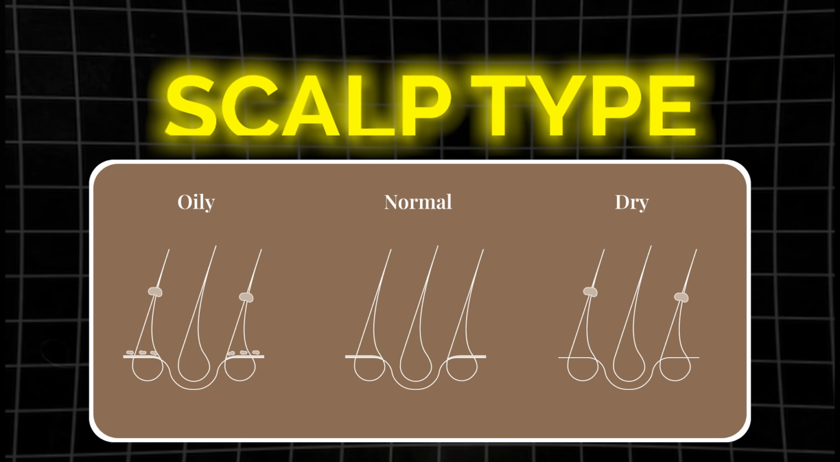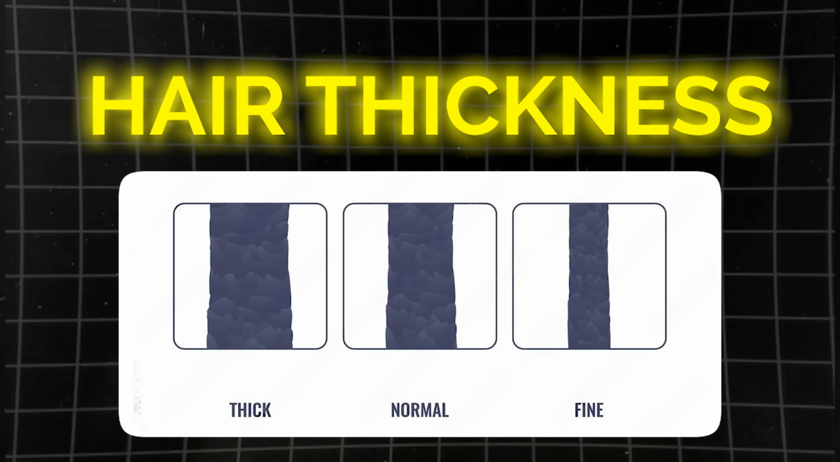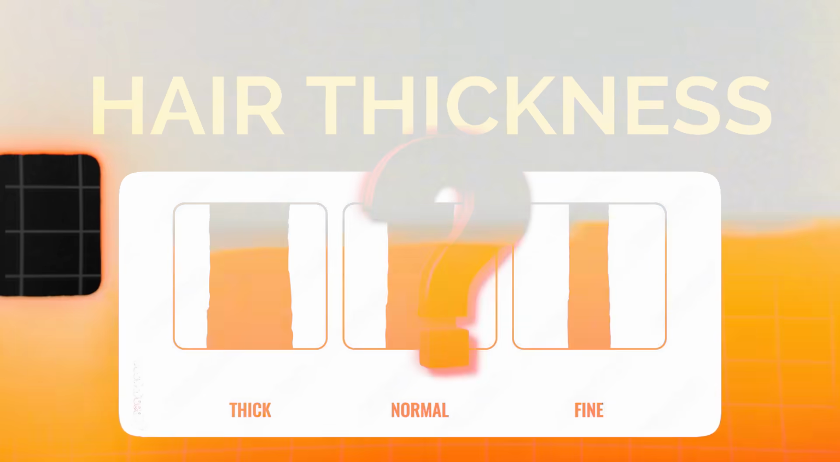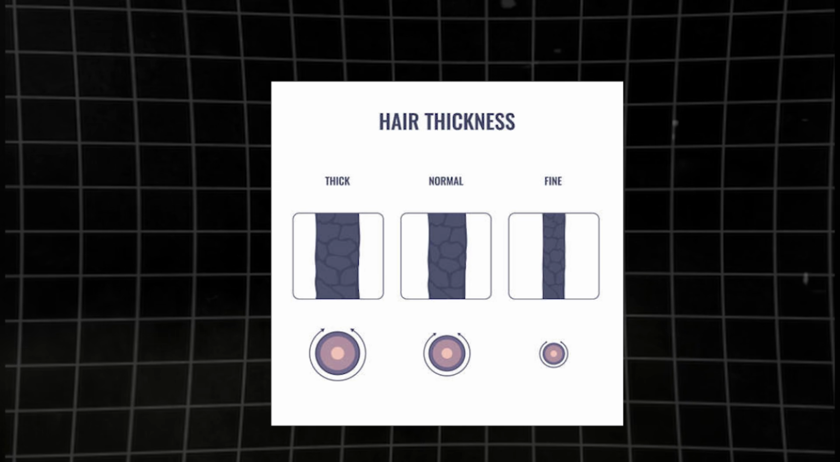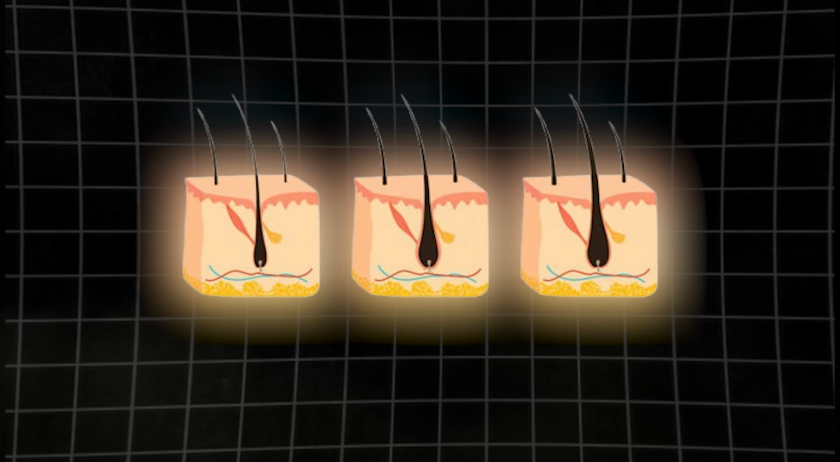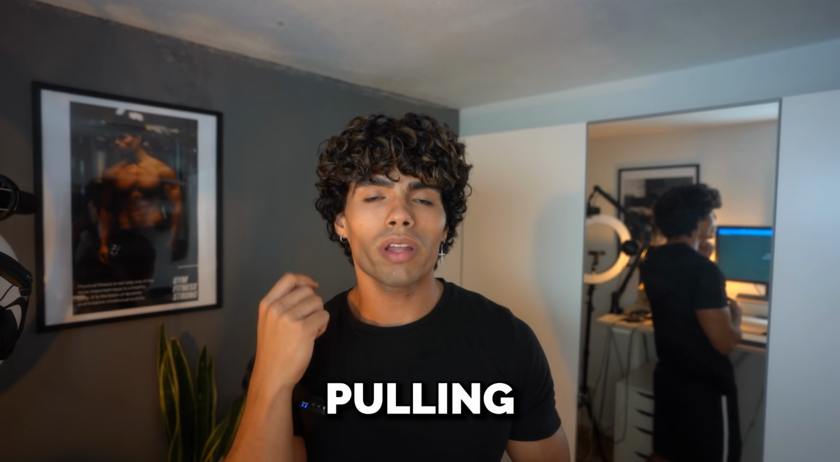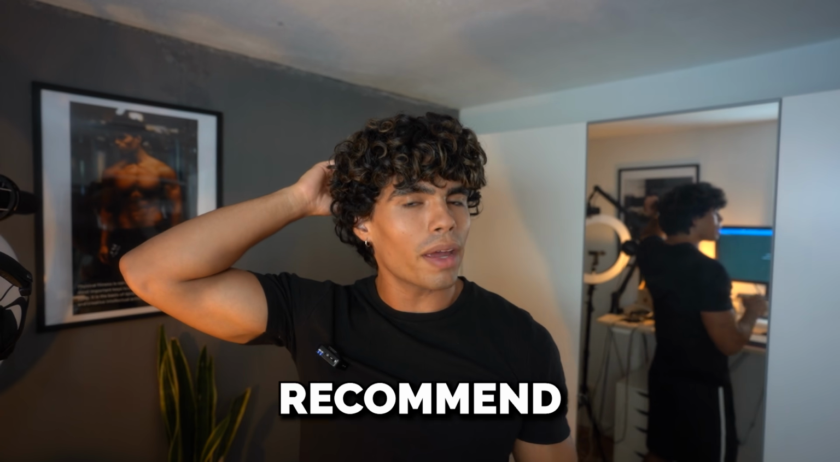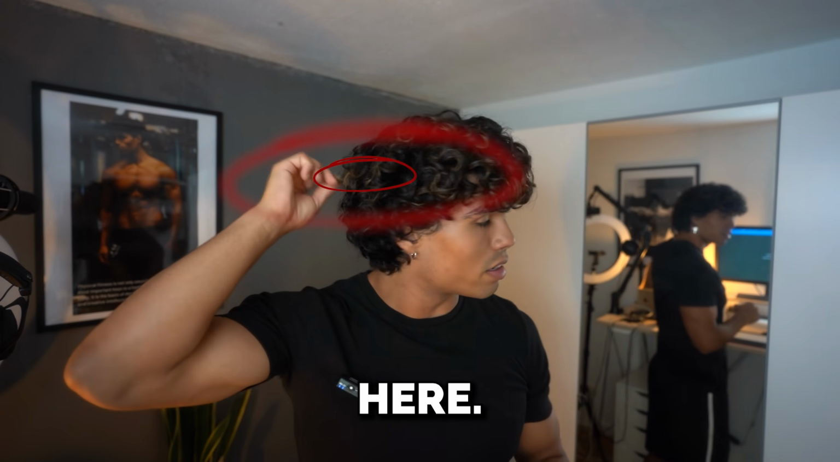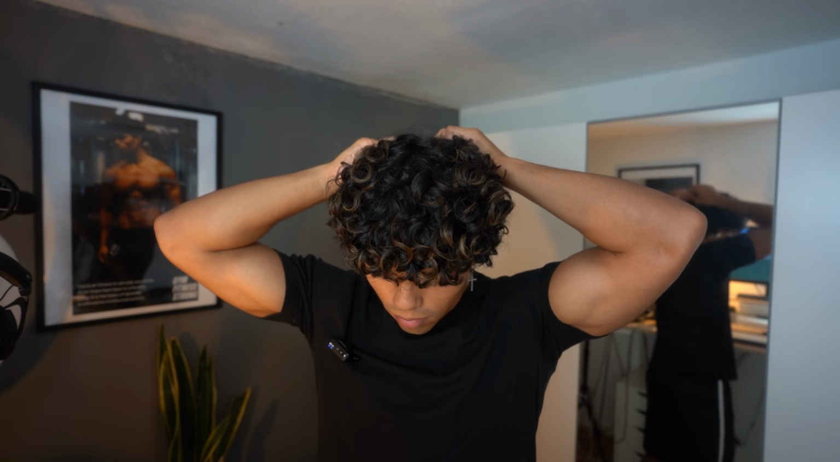Now that you know your scalp type, let's go over to your hair thickness. Hair thickness, what is that exactly? Hair thickness is the thickness of a single hair strand. And there are 3 different types of hair thickness: fine, normal, and thick. You can easily check that by just pulling out one of your hair strands, and I would recommend getting one of these hairs back here. Let me do that really quick.